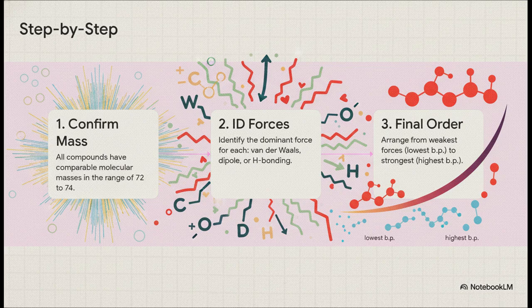So did you get it? Let's walk through the 3 steps. First, we check if the masses are comparable, and yep, they are. Second, we figure out the main intermolecular force for each one. The alkane has the weakest van der Waals forces. The aldehyde has stronger dipole-dipole interactions, and the alcohol has the strongest of all, those hydrogen bonds. So finally, we just arrange them from weakest force to strongest, and boom, that gives us the correct order of increasing boiling points.